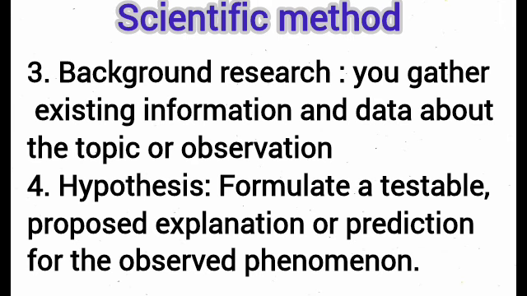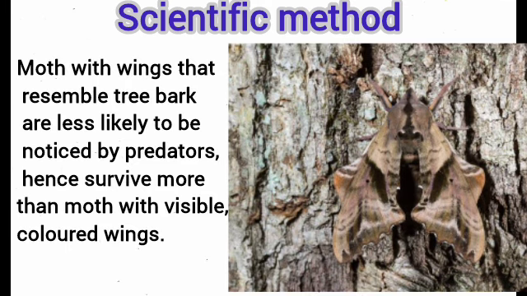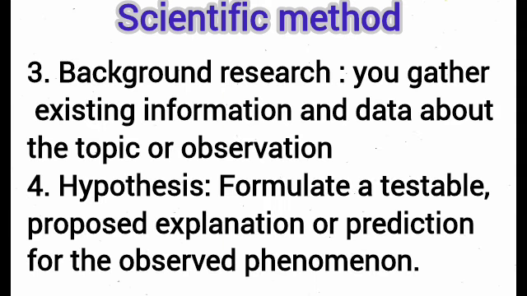The next stage is formulation of hypothesis. What is a hypothesis? It's actually a proposed explanation to an observation. Now take a look at this diagram. You may give a proposed explanation to this observation that moths with this kind of wings are less likely to be preyed upon than moths with skin that is visible. This explanation is because you are seeing these moths less. That means the predator will not see them well because of the way they are mimicking the bark of the tree. So this proposed explanation to your observation is what we call a hypothesis.